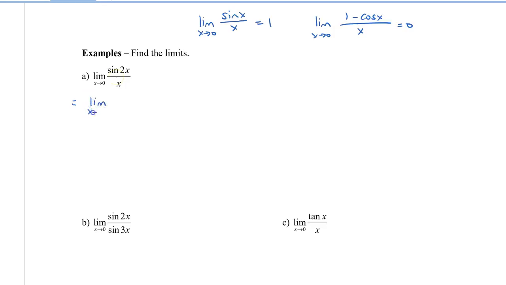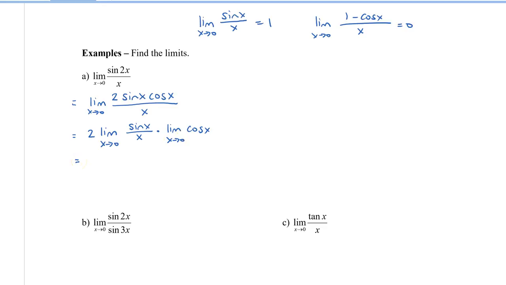All right, so this first example here, I can see that I have a sine 2x, and I'm going to use my double angle identity to expand this to be 2 times sine x times cos x all over x. And then I'm going to separate this into little parts. So the 2 we can ignore, so I'm going to bring that to the front. So I have 2 times the limit as x approaches 0. And then I'm going to take the sine x and x and put that together. And then I'm going to move the limit through, so I'm also going to find the limit of cos x as x approaches 0.